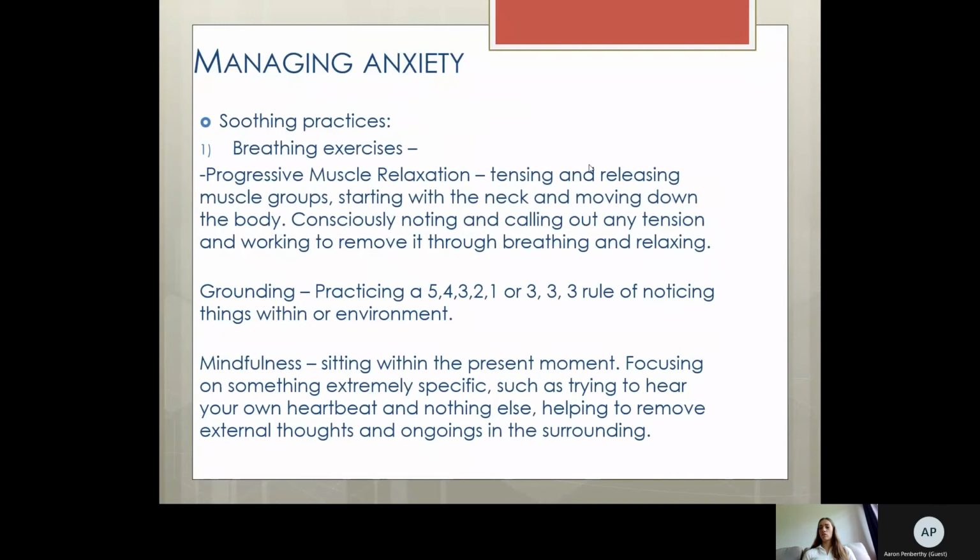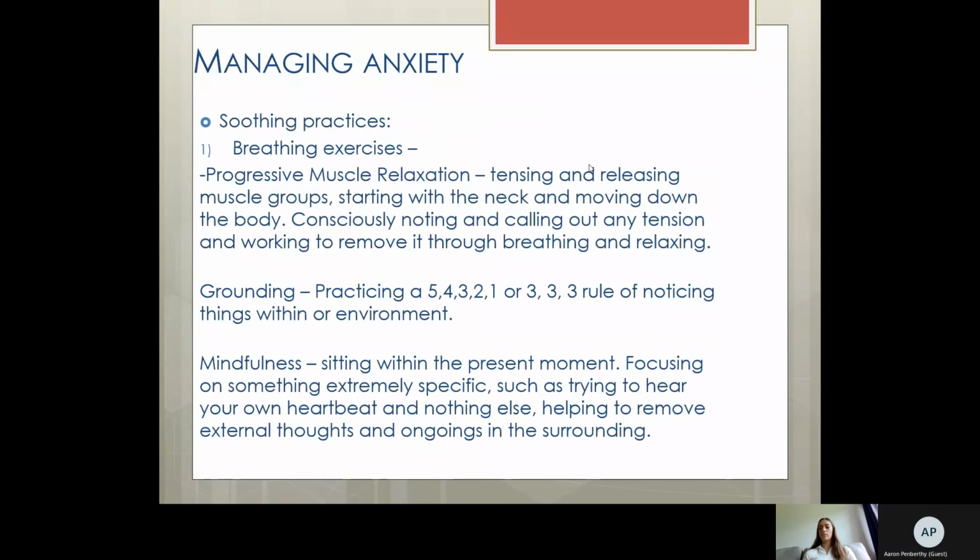But some of the things you can try out. So here it talks about some breathing exercises and soothing practices. So ways that you can breathe or relax your muscles just to help release tension. So starting with your neck and moving down your body. There are certain techniques that follow through consciously noting and calling out any tension and working through it by breathing and relaxing as you go through your body and relaxing each part, relaxing each muscle, and doing that in a conscious way to relieve that tension.